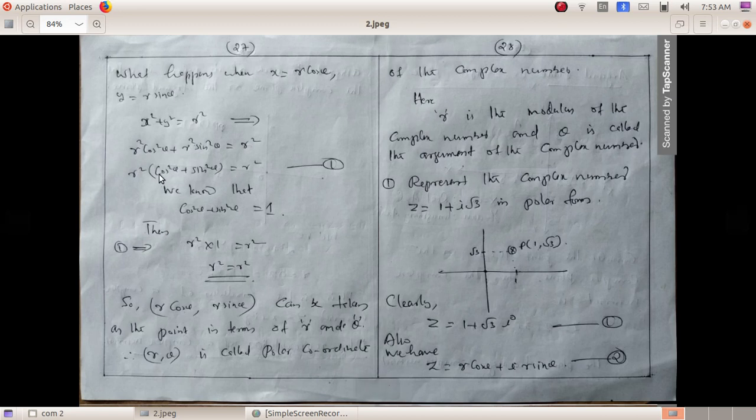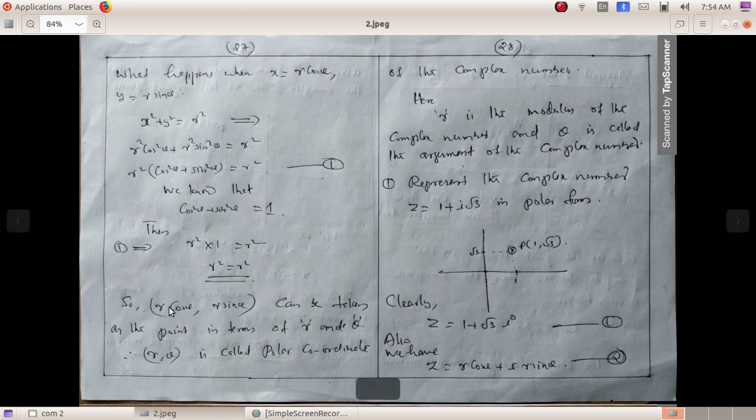Whenever cos square theta plus sin square theta is equal to 1, then r square into 1 is equal to r square. Right, r square into 1 means r square, so r square is equal to r square. So this formula is valid when we take x equal to r cos theta and y equal to r sin theta. So this theta and r determine the polar form of a complex number.